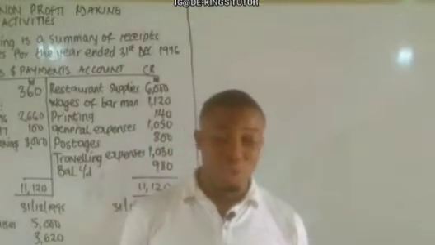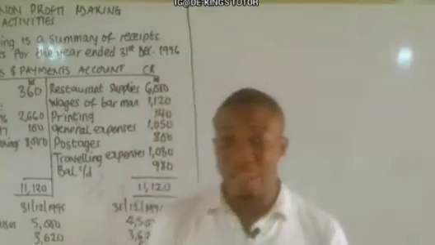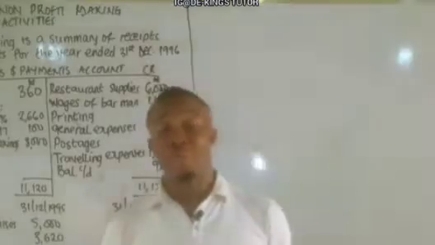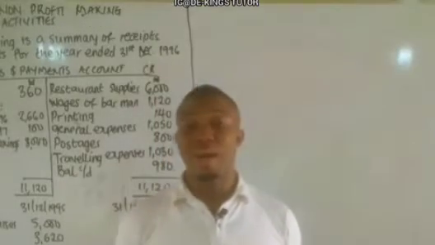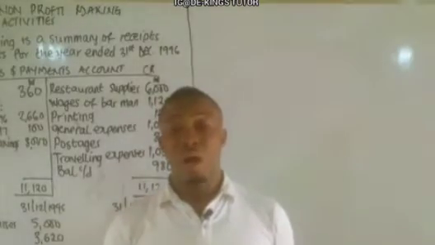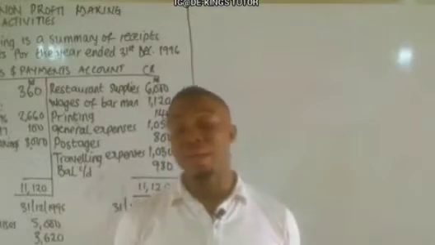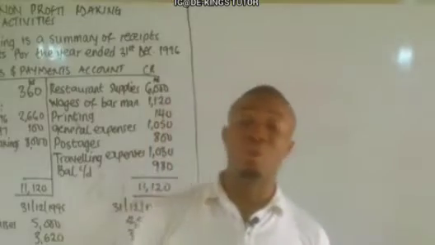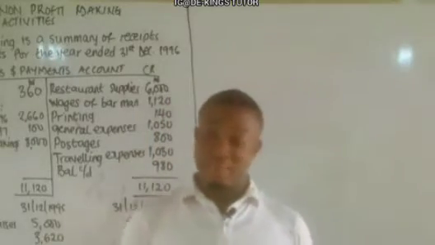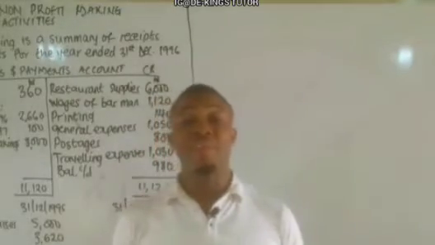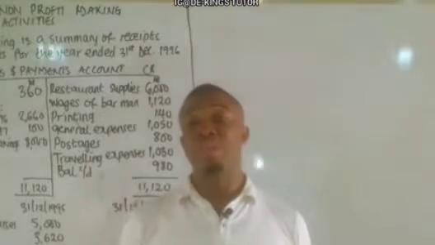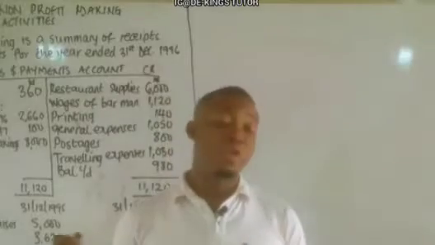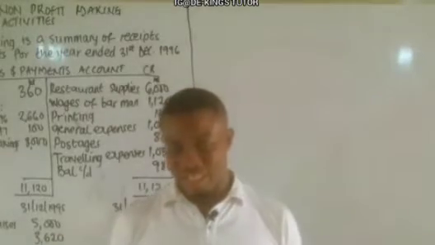The introduction part: I remember I told you that there are different ways in which questions relating to non-profit organizations are set. The first one, you'll be given a question wholly where you'll be asked to prepare both the receipt and payment account, the income and expenditure, and the balance sheet. Another one, you might be given a question whereby the receipt and payment is already prepared. You'll be asked to prepare the statement of affairs, the income and expenditure, and the balance sheet. We have done that one.